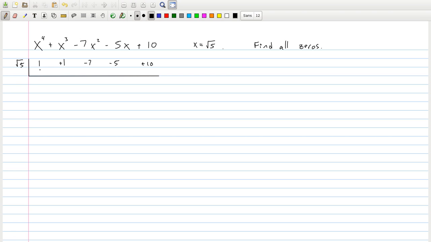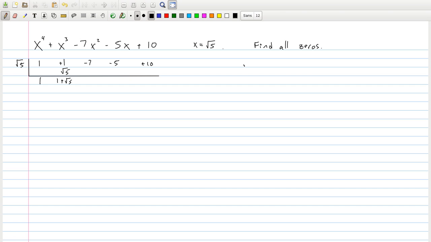In the synthetic division process, we carry down the 1 and then multiply. Radical 5 times 1 is radical 5, and then we add these together. But these are not like terms, so we're left with 1 plus radical 5. Then we multiply. Radical 5 times 1 plus radical 5.